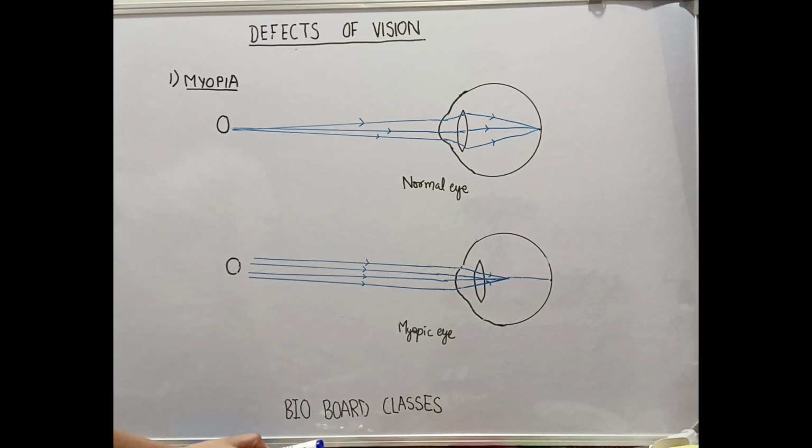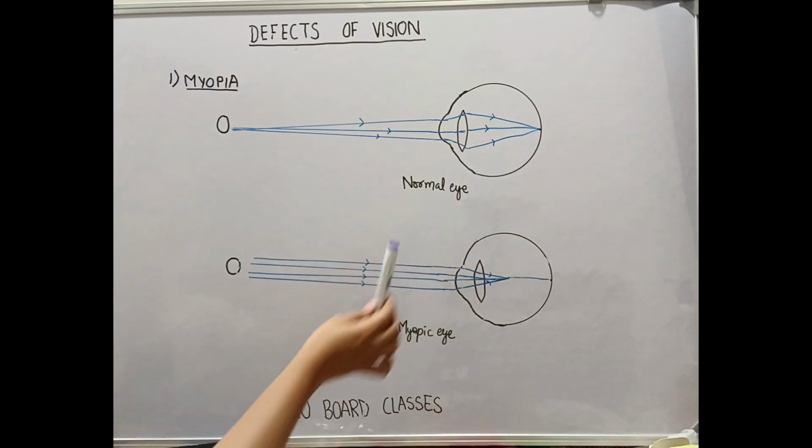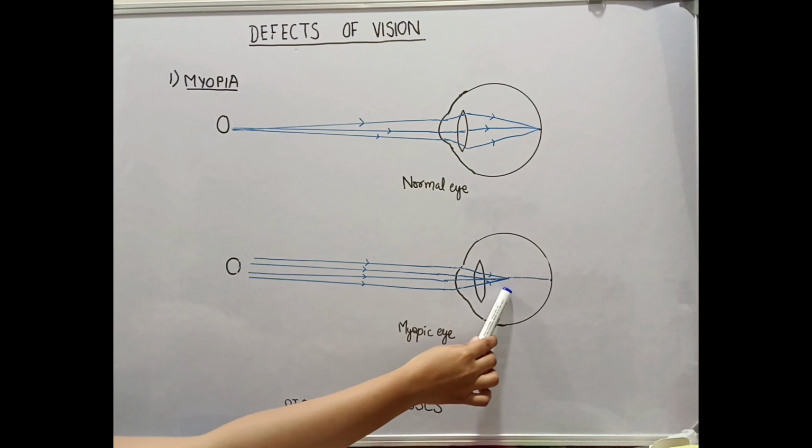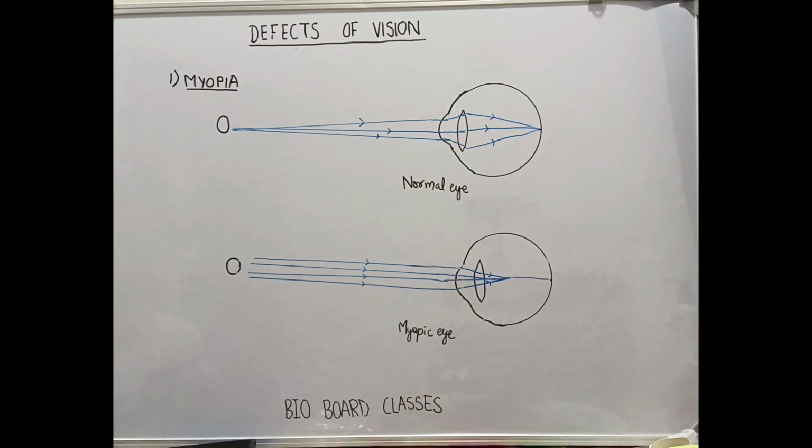As you can see here, in a normal eye, the image of the object is focusing on the retina. But in the myopic eye, the image of the object is focusing in front of the retina instead of on the retina. So why does this happen?